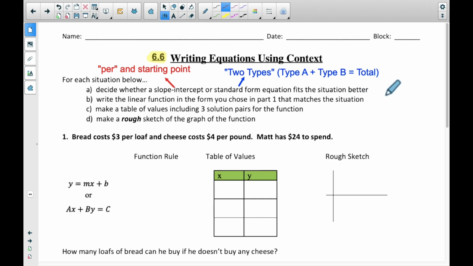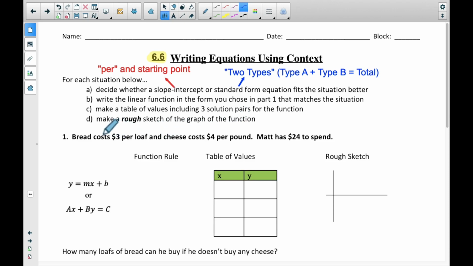So for instance, you went to the grocery store and you bought apples and oranges and they added up to $25 altogether. Then after we decide which type, we're going to go ahead and write that equation. Part C, then we're going to make a table of values and we're going to make a rough sketch. And by rough sketch, it does not have to have everything in it. We'll just have a few key pieces in our graph, not a lot.